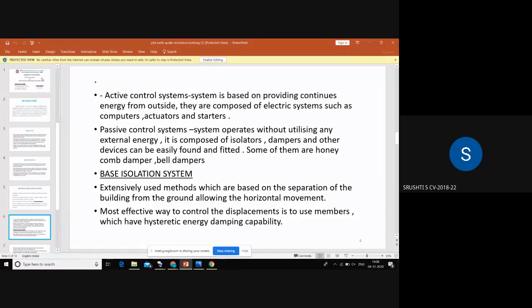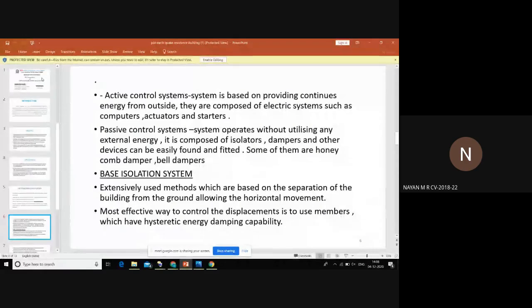A passive control system operates without utilizing any energy from outside. It is composed of isolators and dampers, and combinations of dampers can be used, such as viscous dampers, etc. They are easily found and can be fitted in the buildings. And the next part, the base isolation system, will be continued by Nayan.